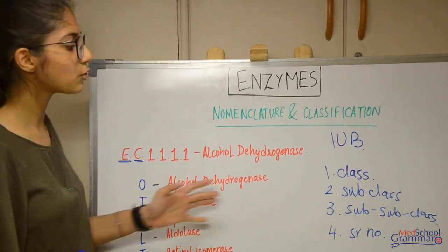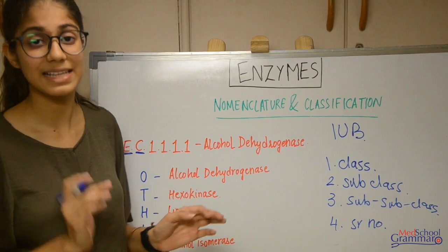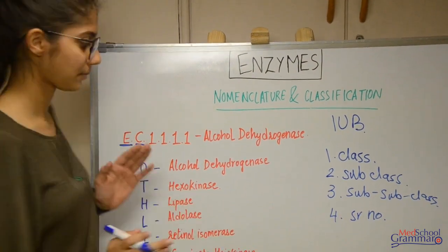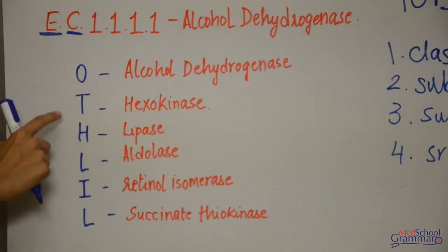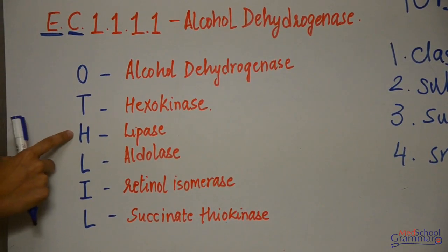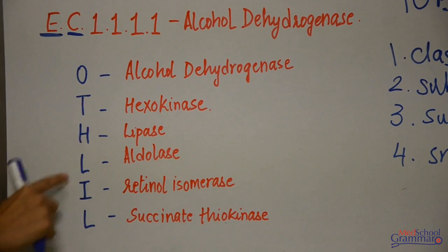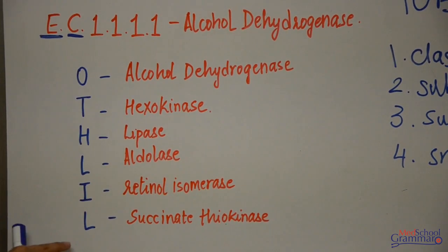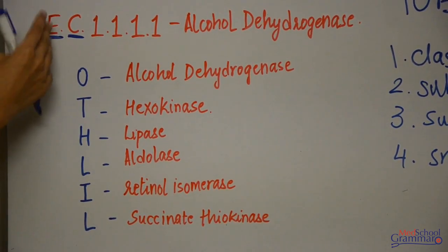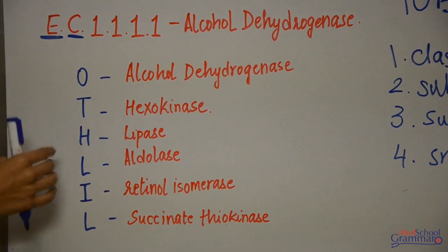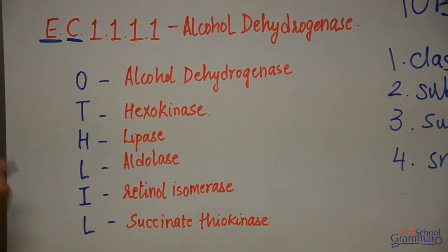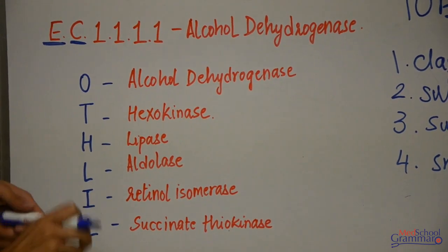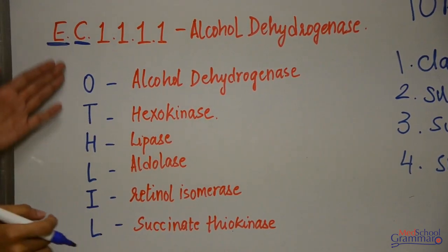Alright, so moving on to the class. There are 6 classes of enzymes. They are oxidoreductase, transferase, hydrolase, lyase, isomerase, and ligase. A mnemonic to remember it is OTHLIL. Remember this, the order is extremely important. Alright. So let's look into each of these.